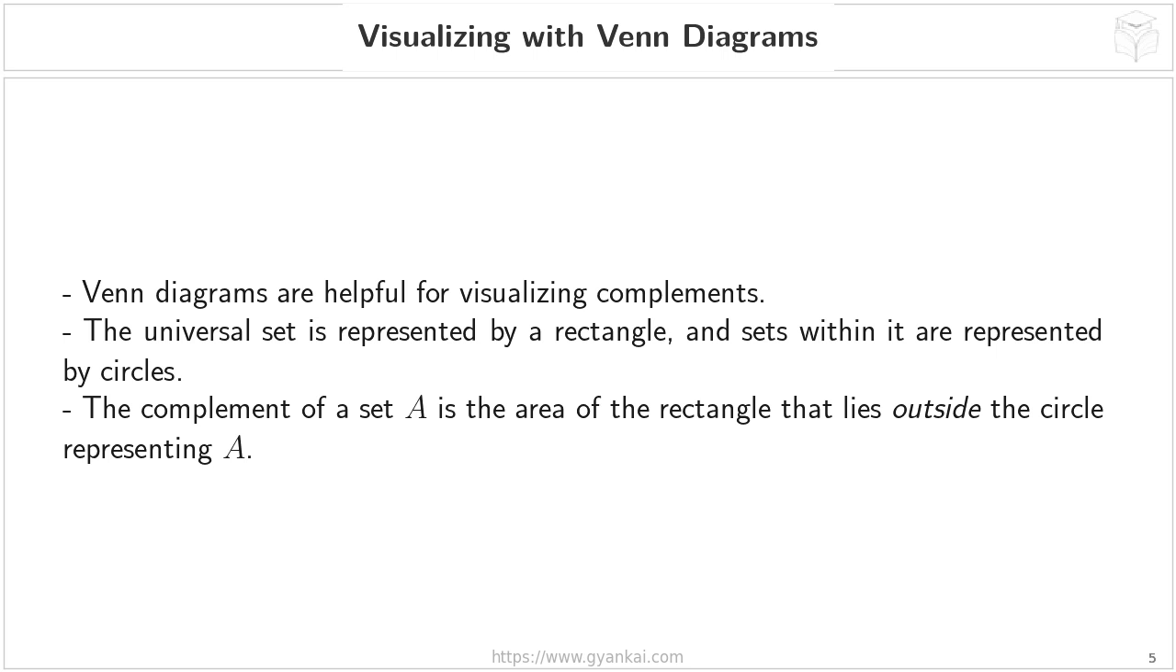The complement of set A, which we've been denoting as A prime, or sometimes A with a bar over it, is simply the part of the rectangle that is outside the circle representing A. It's everything in the universal set that is not in set A. So, if you were to shade the area outside the circle, that shaded area would visually represent A prime, the complement of A. This makes it much easier to grasp what the complement actually is, all the elements in the universe that aren't in our set.